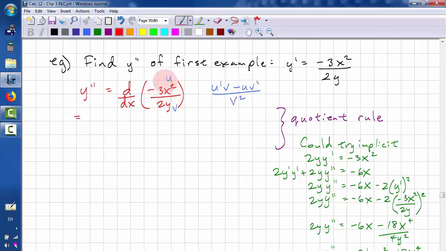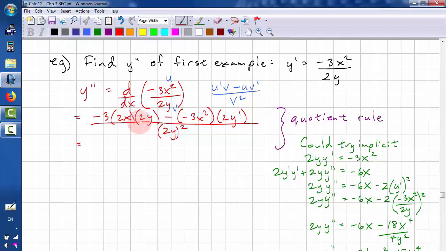So the derivative of this is negative 2x times v, that's 2y, minus u, that's negative 3x squared, and v prime. So we're doing d dy of 2y, that's just 2, but we need y prime. Okay, anytime you're taking the derivative of the second variable, we need to do the derivative of that variable. Okay, and then we need to square v. So that's 2y. Put brackets around this so that you don't miss squaring the 2.